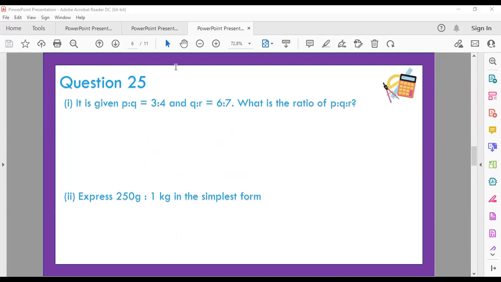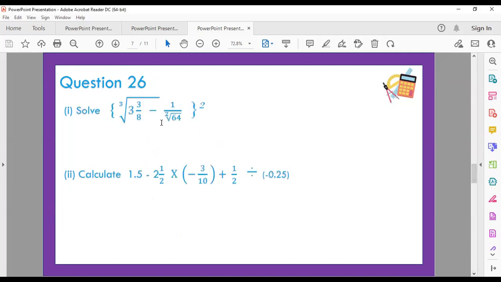Question 26. Next question. Solve. This is the part where you all got a little tough or maybe scared or confused. So let's do this. Look carefully, I solved it half for you earlier. So the first part is you want to work with this. You keep your bracket. You're going to square it.